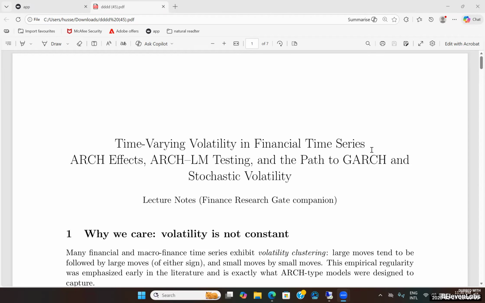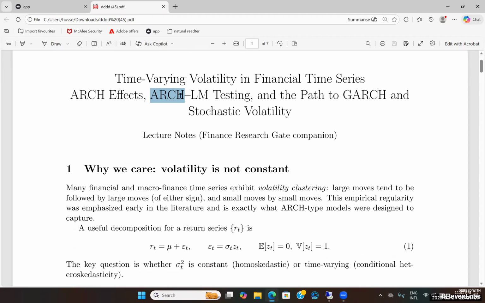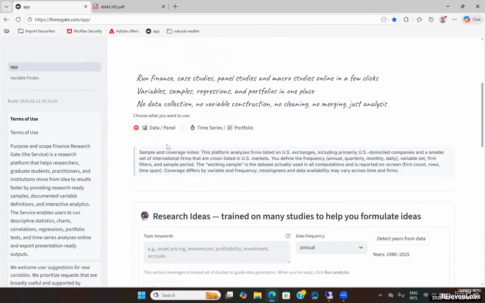Today we'll be exploring a crucial concept in financial modeling, the ARCH effect, and its profound implications for analyzing time series data. This topic will be the central focus of our entire discussion throughout this session. To begin, we'll demonstrate this concept practically. We'll utilize the Finance Research Gate website, a valuable resource, to select a relevant example and illustrate how these principles work in real-world scenarios. So the very first thing I'm going to do is select the appropriate time series.